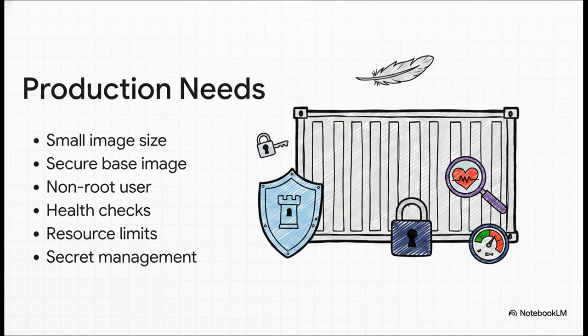Docker is widely used in production everywhere, but it requires serious discipline. A production Docker setup simply cannot be lazy. It absolutely demands small image sizes, secure base images, and strict non-root user permissions just to keep things secure. You've got to have health checks so the system actually knows if your app has crashed, resource limits so one runaway container doesn't eat up all the server's memory, and you absolutely need robust secret management for things like your API keys and passwords.